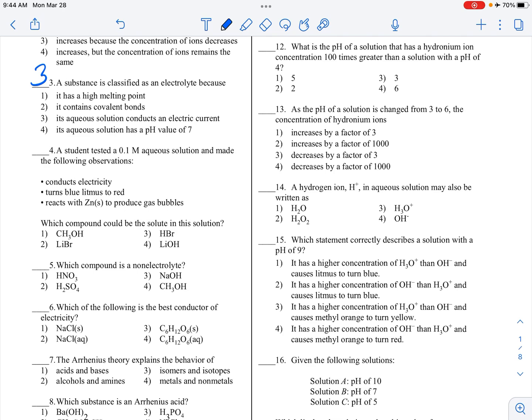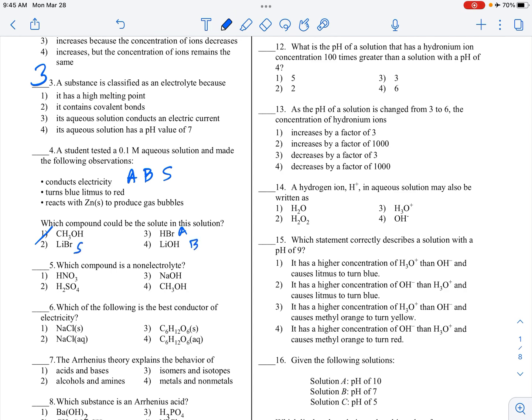A student tested a 0.1 molar aqueous solution and made the following observations. Conducts electricity, okay, so it's got to be an acid, base, or salt. Blue litmus turns red, so that's going to be on table M, and reacts with zinc to produce gas bubbles. So let's see if we can eliminate anything from the choices. This is not an acid. Ooh, it could be a salt. Get rid of that. This is an organic alcohol. And so now we have, this is an acid, this is a base, and this is a salt. Salt is an ionic compound.